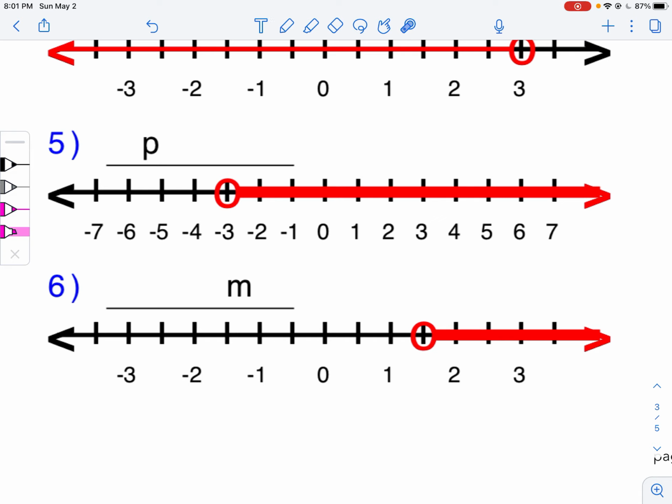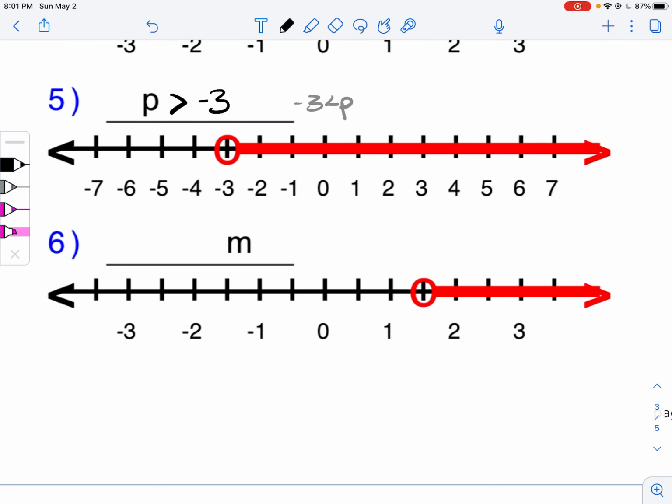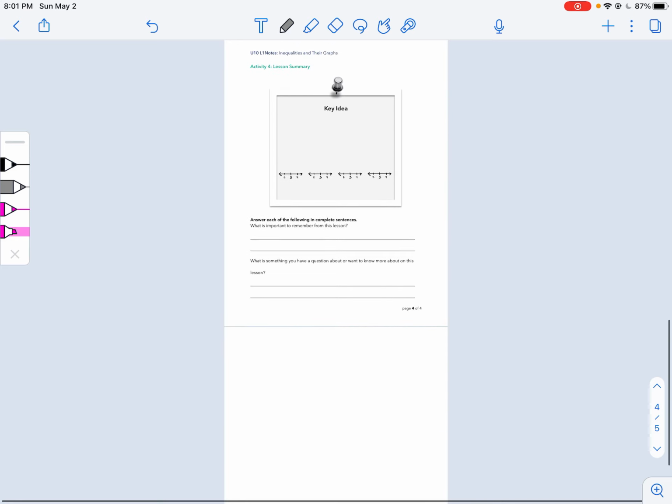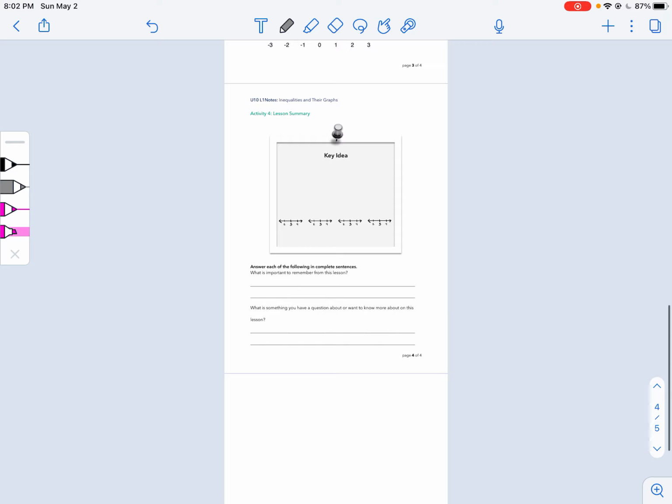Let's look at this guy. Our circle tells us P is at -3, and 0 is greater than -3. We need to keep it open because the circle's open. And finally, our number here is 1/2, and this gives us a greater than 1/2. So m is greater than 1/2, or 1/2 is less than m.